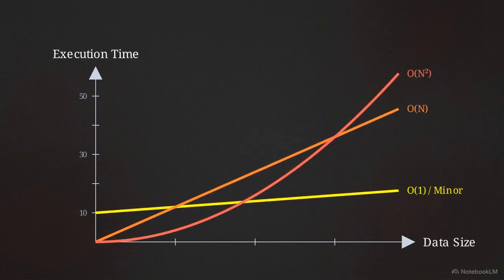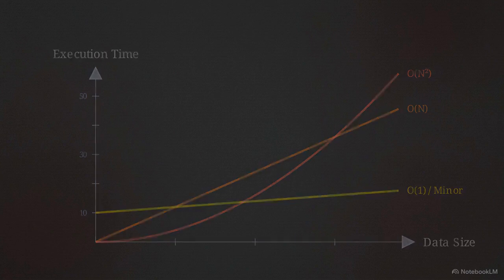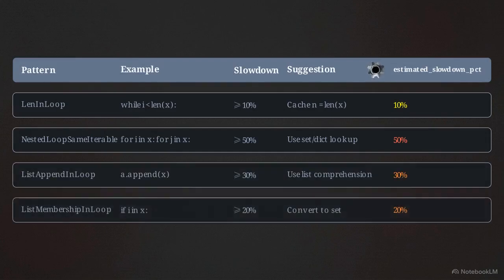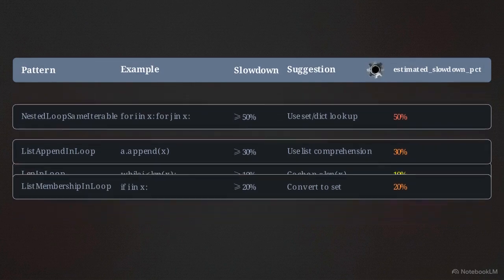Then there is the nested loop same iterable pattern. Looping over the exact same dataset twice triggers a massive 50% slowdown. These curves illustrate Big O heuristics, a mathematical way of measuring how execution time scales with data size. By applying these heuristics, the tool turns abstract code habits into hard quantitative estimates.